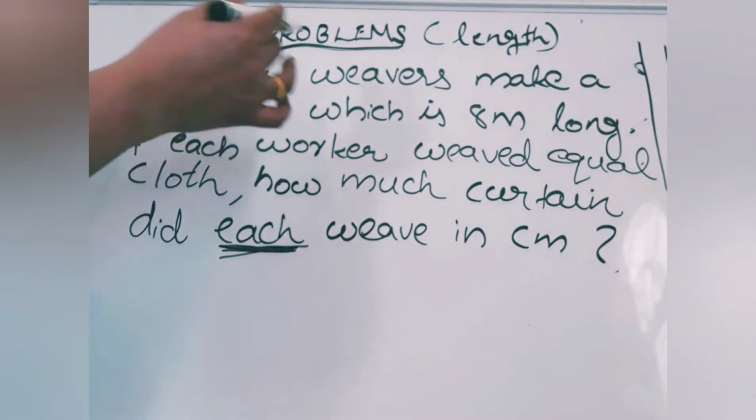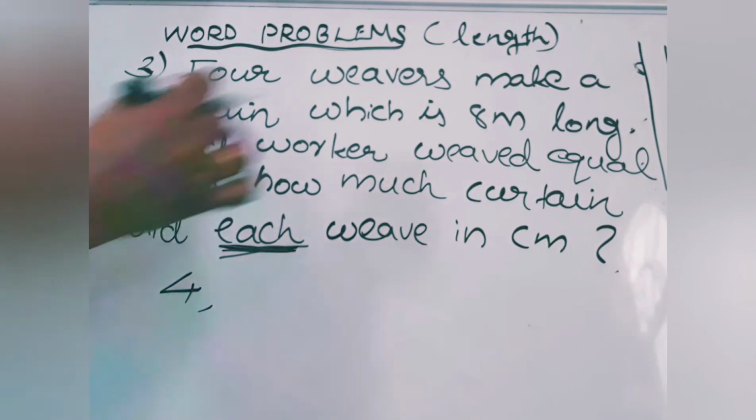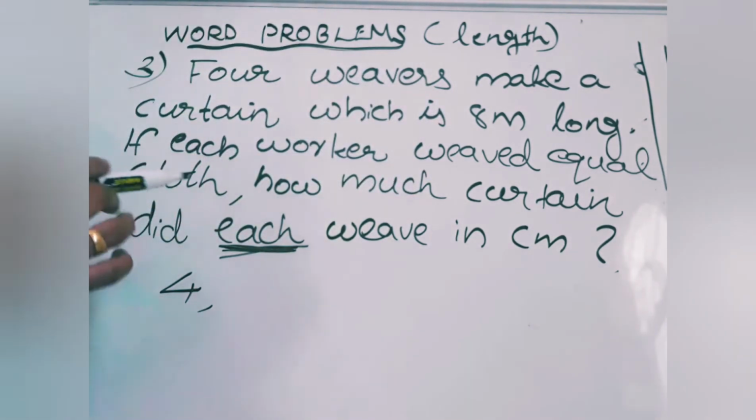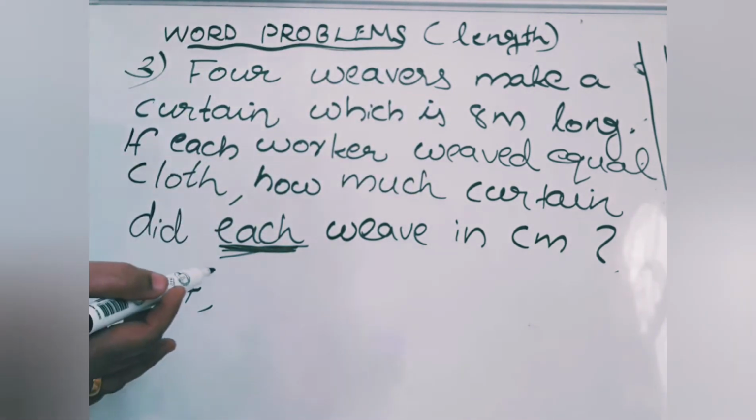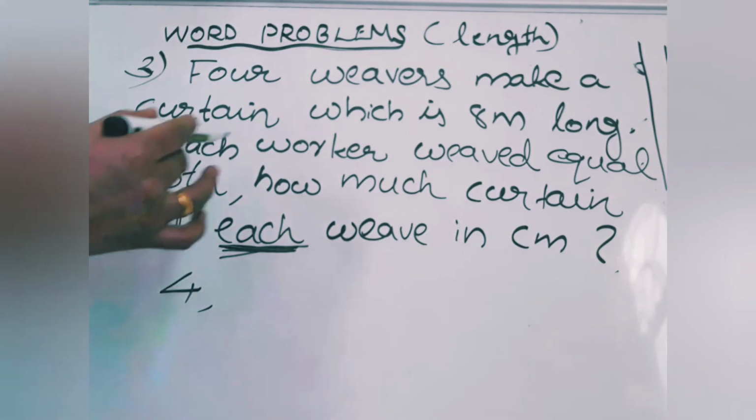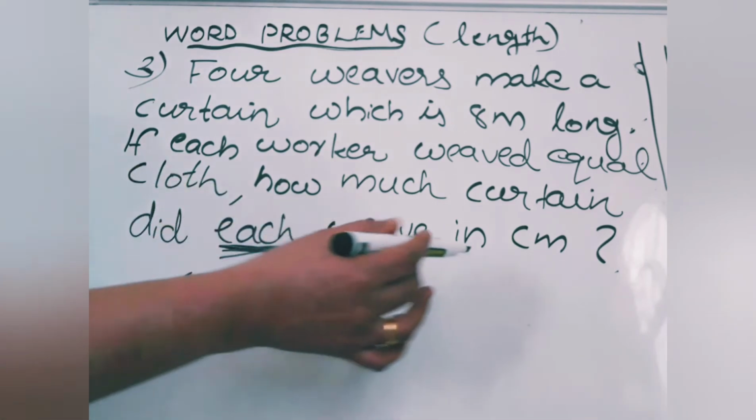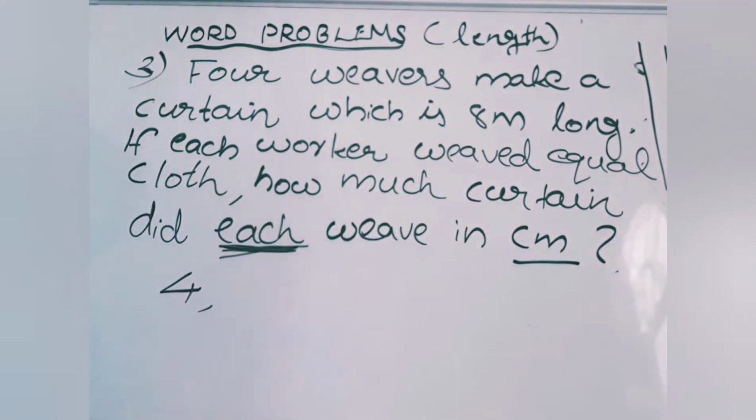Here we can see 4 weavers are there. 4 weavers make a curtain which is 8 meter long. 8 meter is the total length of the curtain cloth, and each worker weaved equal cloth. How much curtain did each weaver weave in centimeter? We need to find the answer in centimeter. Here the question is given in meter.